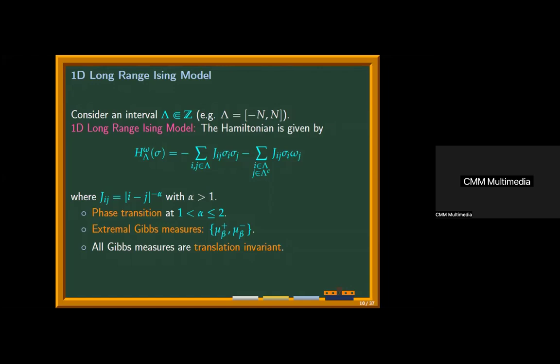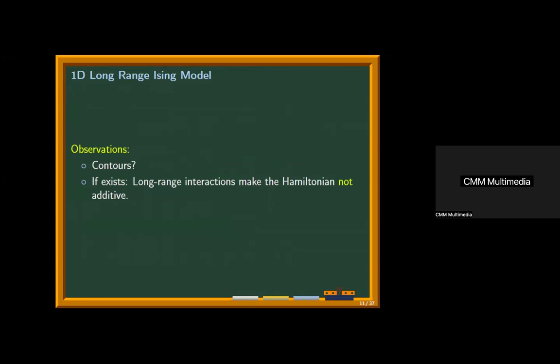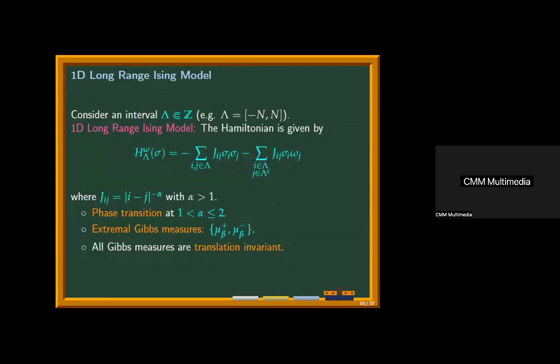Let me focus on the phase transition. So first question here is, sure. But do you know, but there are limits, right? There are Gibbs measures. You don't know what happens, if they're unique or not. But in the alpha smaller than one?